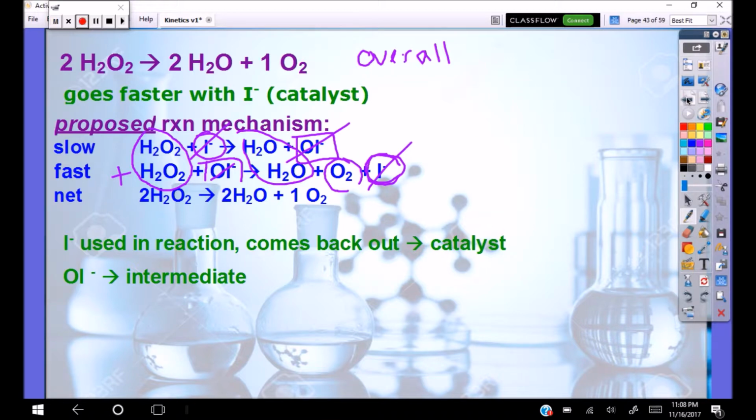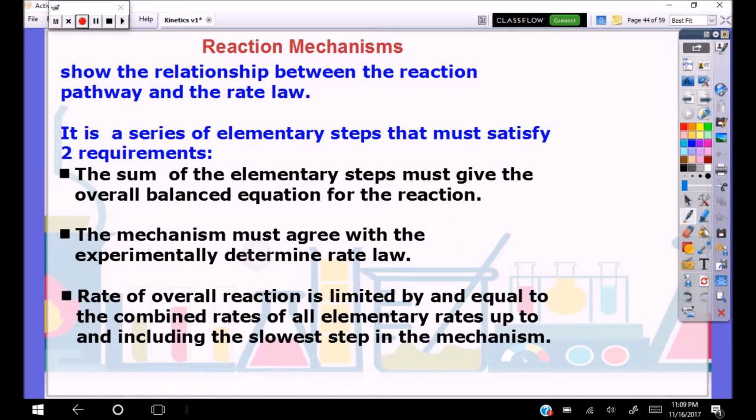And I'm actually going to add one last thing here. The rate of the overall reaction is limited by and equal to the combined rates of all elementary steps. I got a slight typo there. It's the rate of the overall reaction is limited by and equal to the combined rates of all elementary steps up to and including the slow step in the reaction mechanism.